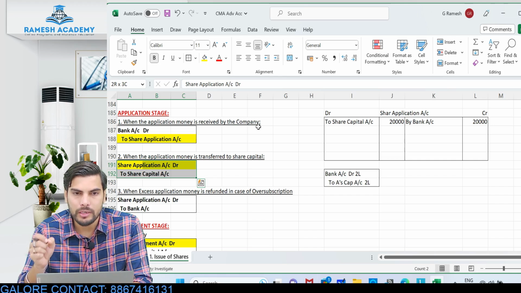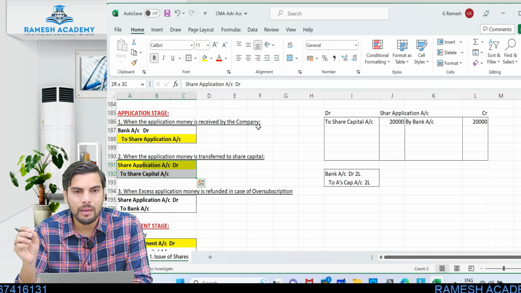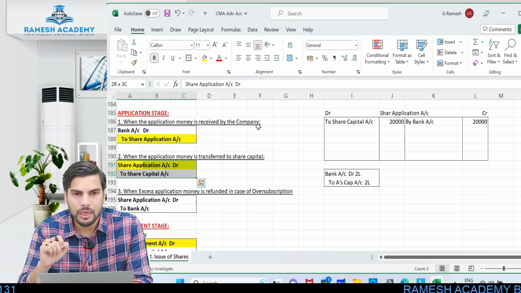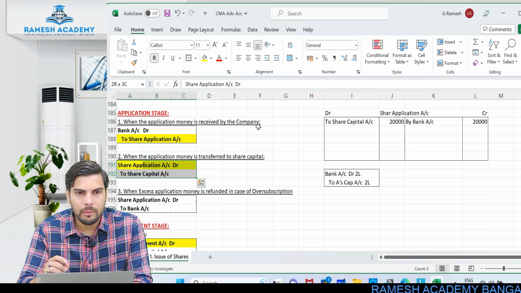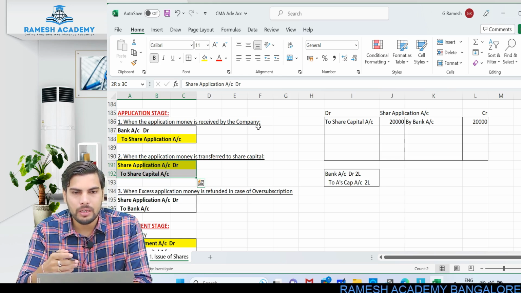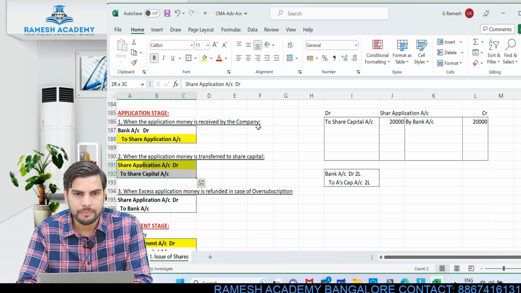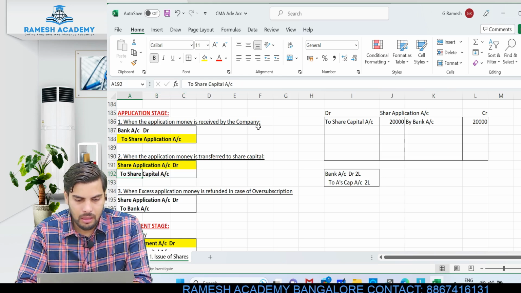Remember, I told you it doesn't matter whether the amount is collected at application stage, allotment stage, or call money. Ultimately all of it has to be transferred to a single group called share capital. And remember, all these intermediary ledgers, whether it is share application, share allotment, or share first and final call, will get nullified. Clear? All right.